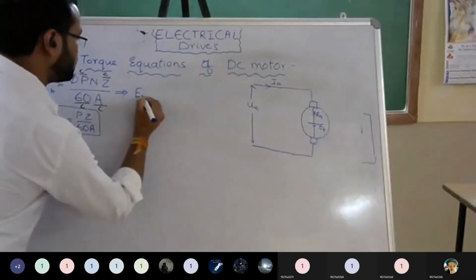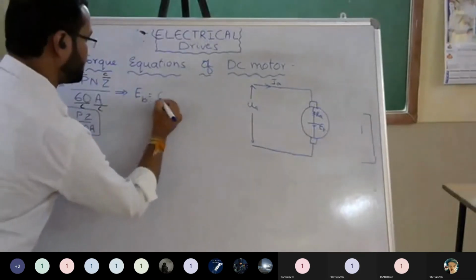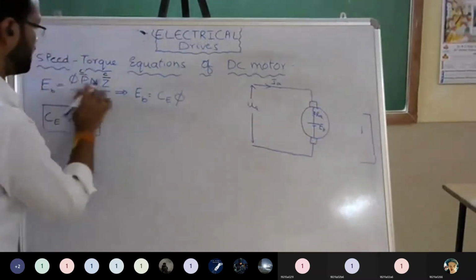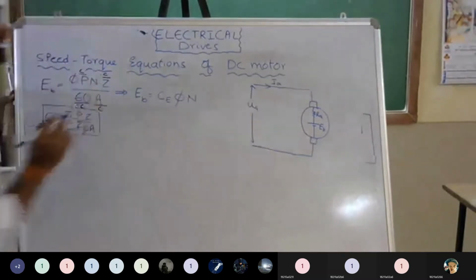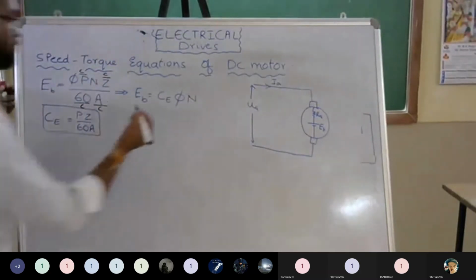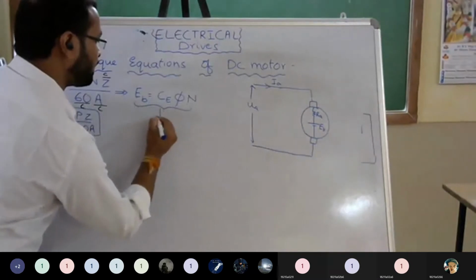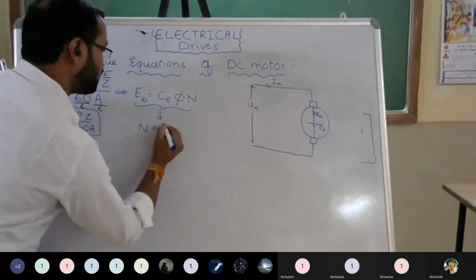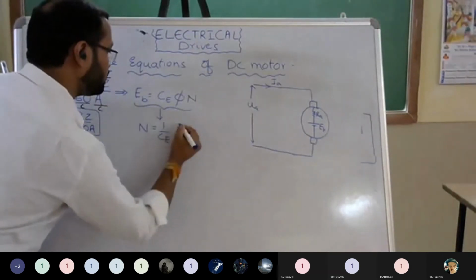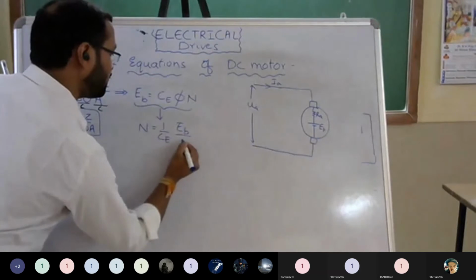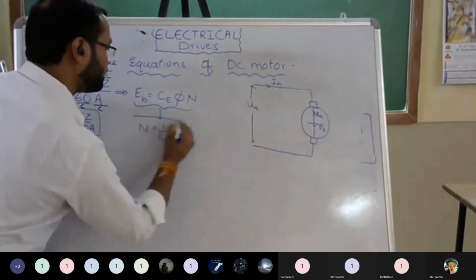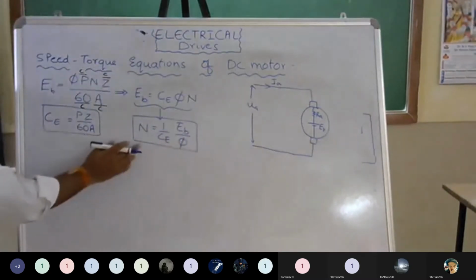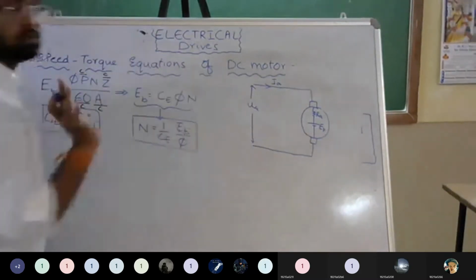So what is left after writing CE? EB is equal to CE. What is left? Phi is left. That means flux and speed. I can write like this. So from this equation, I am taking the speed equation. Speed N is equal to 1 by CE into EB by phi. Okay. So this is the speed equation for the DC motor.